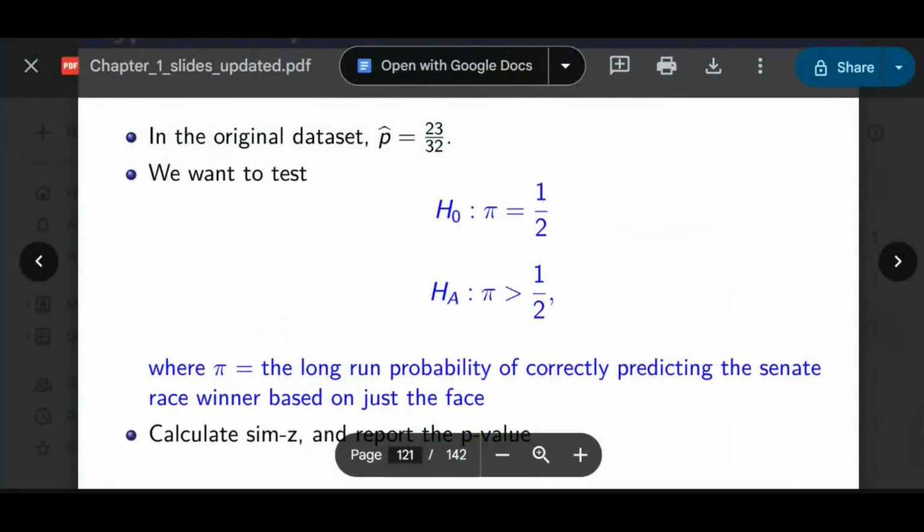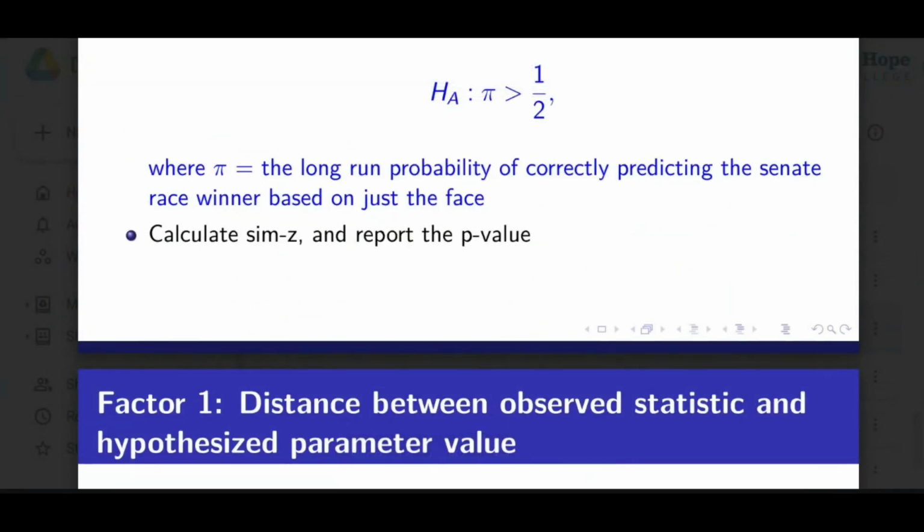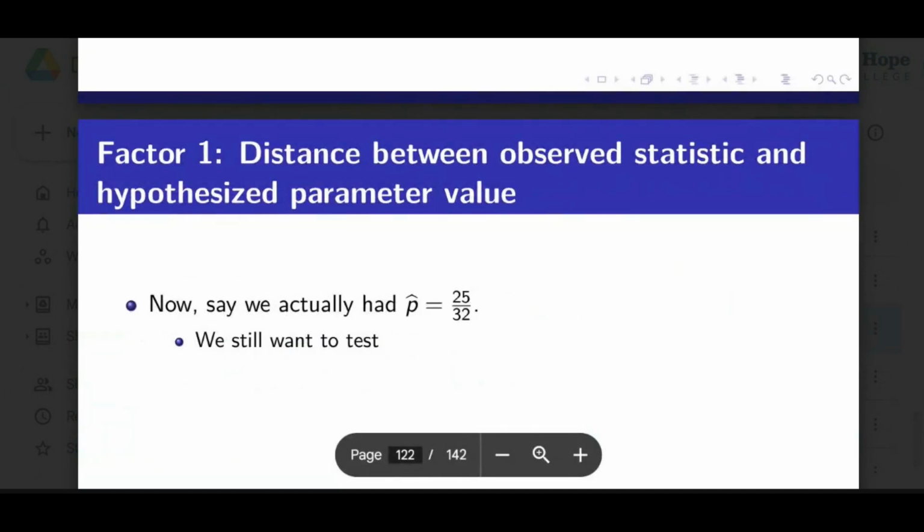I think you can fill in all these. Calculate SimZ and report p-value. So you can write these things down in your slide. All right. Okay, so factor number one, just to prove a point, let's say we want to talk about the distance between the observed stat and the hypothesized parameter value.